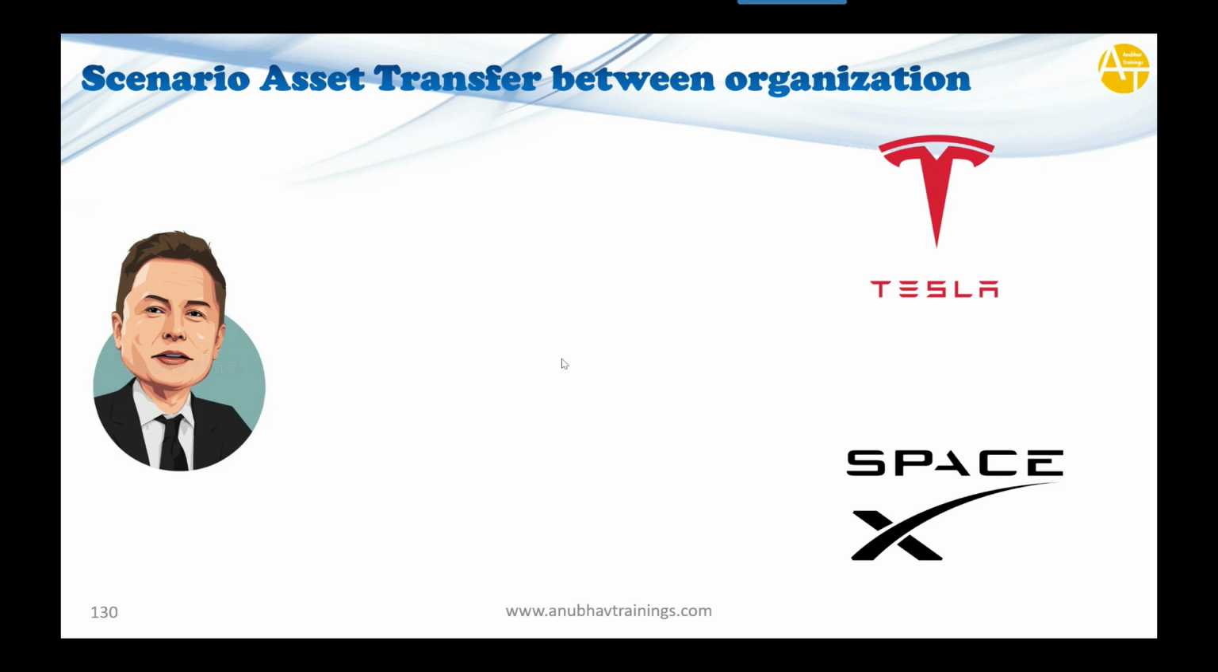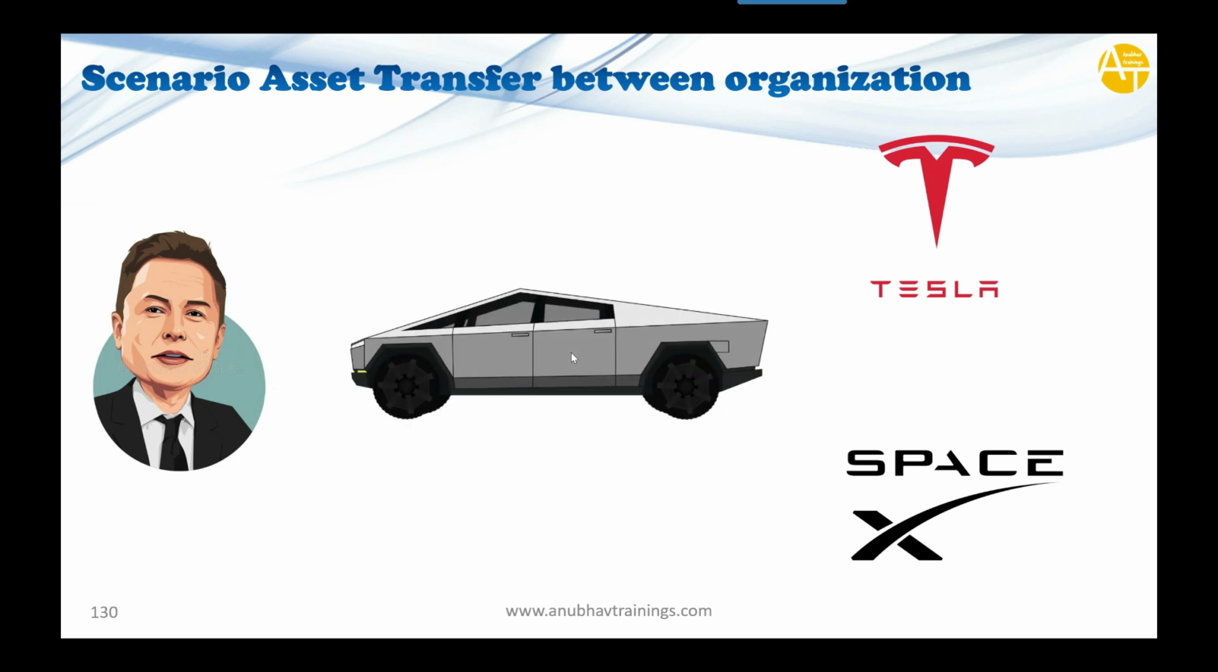His problem is he owns a lot of assets in these companies, and some of these assets are being used across companies. Recently Tesla came up with the Cybertruck. So Tesla owns a lot of Cybertrucks for their internal use. Now what he wants to do is transfer some Cybertrucks from the Tesla organization to the SpaceX organization. Basically the Cybertruck is an asset for Elon Musk, right? So you want to transfer an asset, which is a Cybertruck.